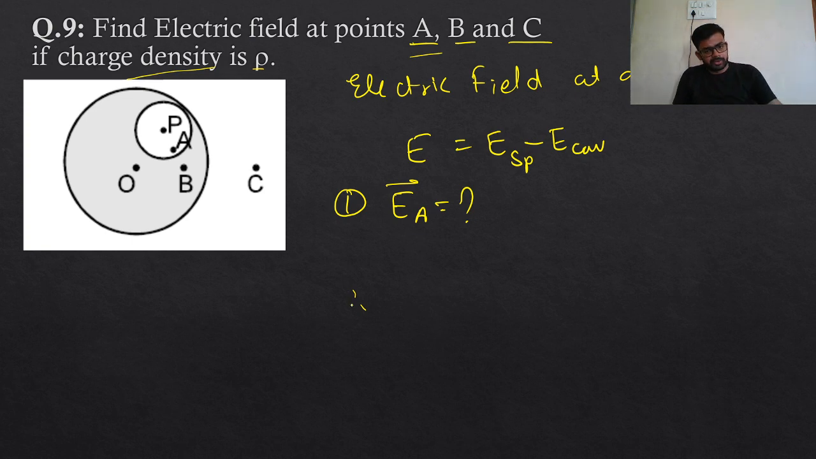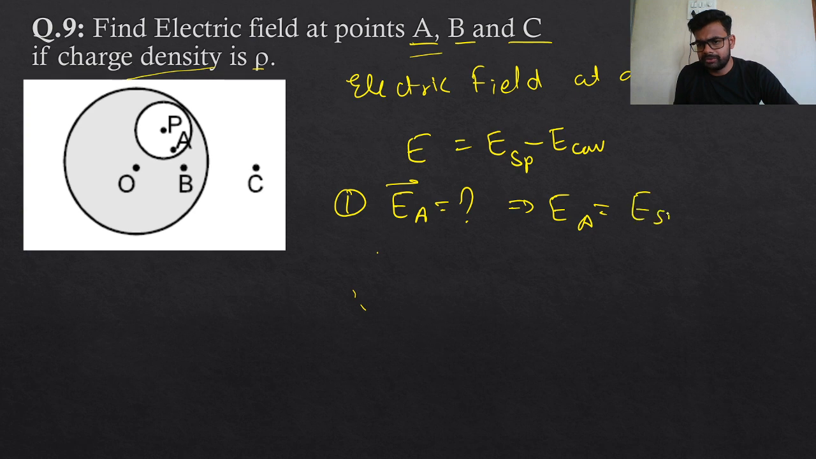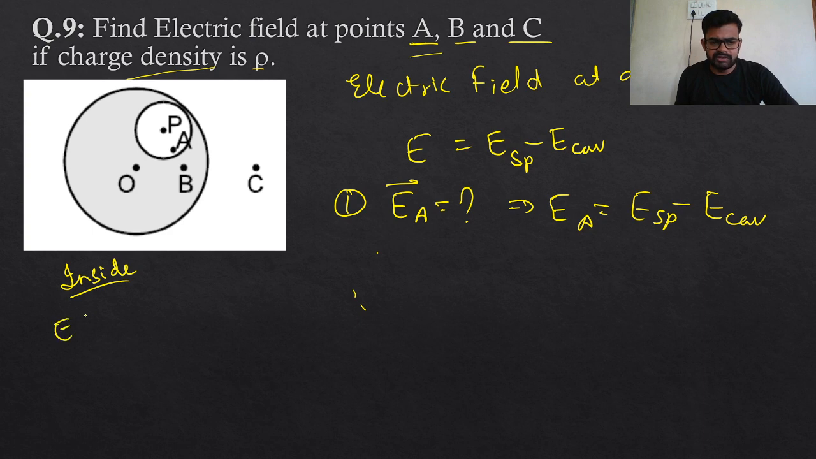Very important concept. Please be focused while doing this question. The electric field intensity at point A, how will I write it? E at A is equal to E due to the complete sphere minus E due to the cavity. That's all. Remember one thing: if the point is inside the sphere, then E will be rho r upon 3 epsilon naught. Remember this formula.